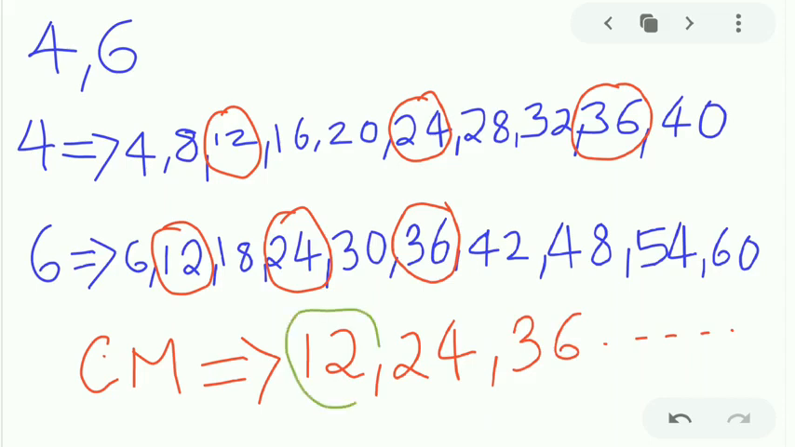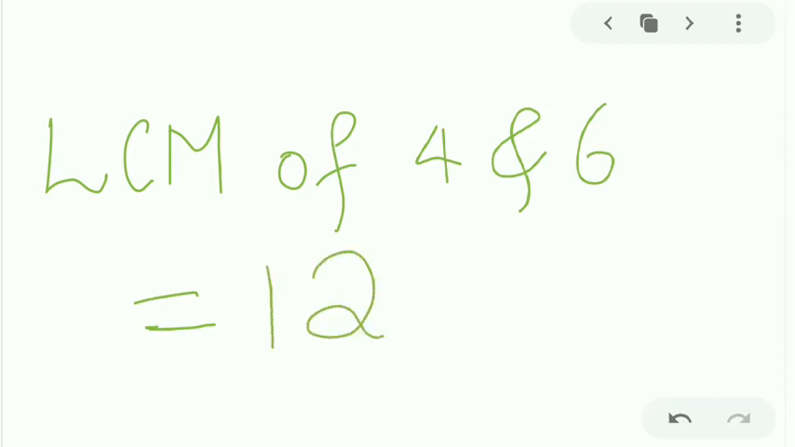Among these common multiples, which is the lowest one, which is the least one? Yes, 12 is the smallest one. So that is known as LCM. The least common multiple from these two lists is known as LCM. So the LCM of 4 and 6 is 12, right?